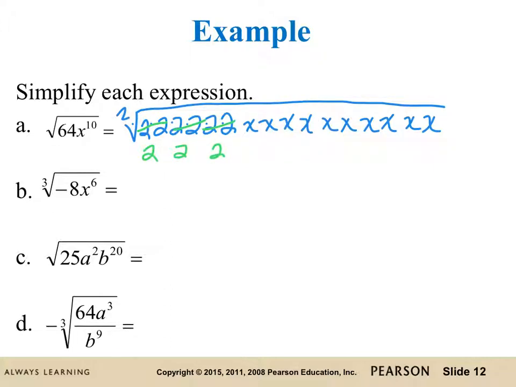And we can do the same thing with the x's, in pairs. And then if we go back to the regular notation, 2 times 2 times 2 is 8, and x times x times x times x times x is x to the 5th.